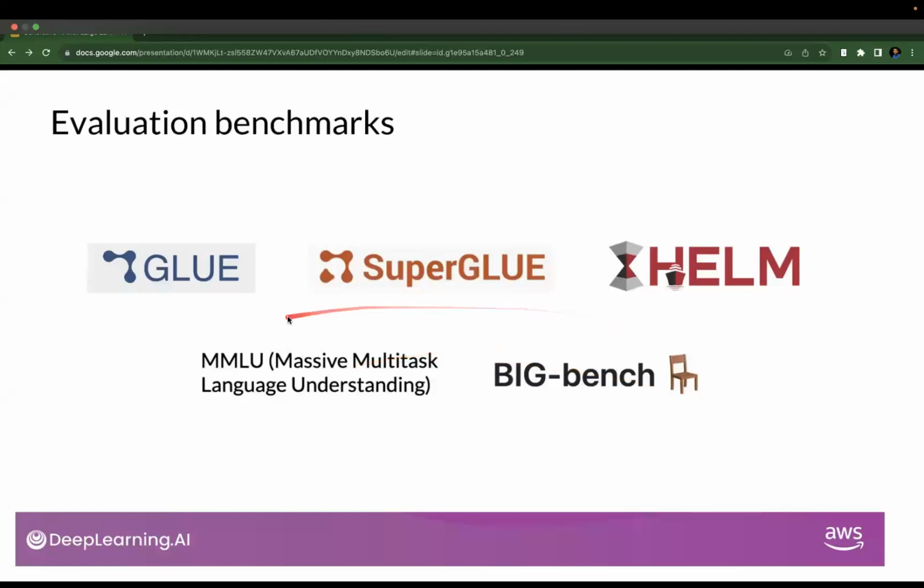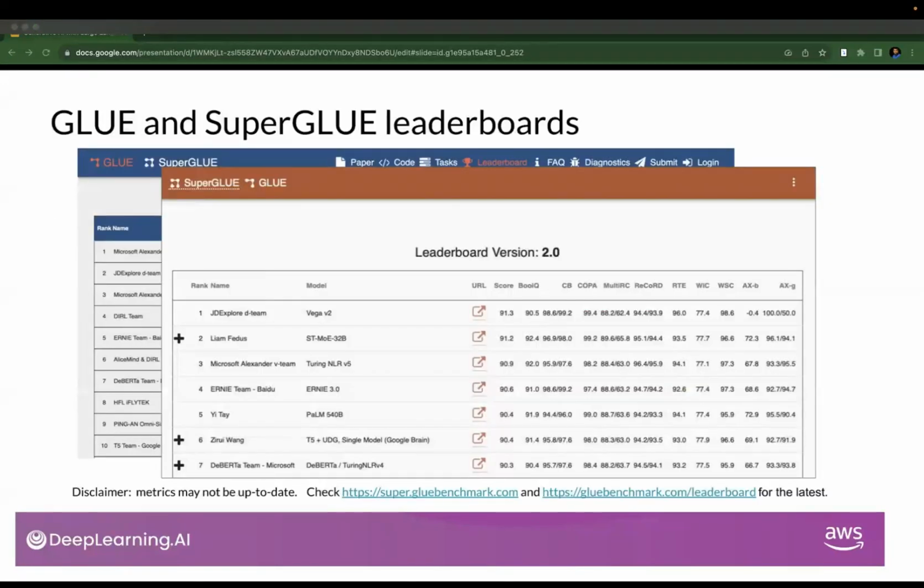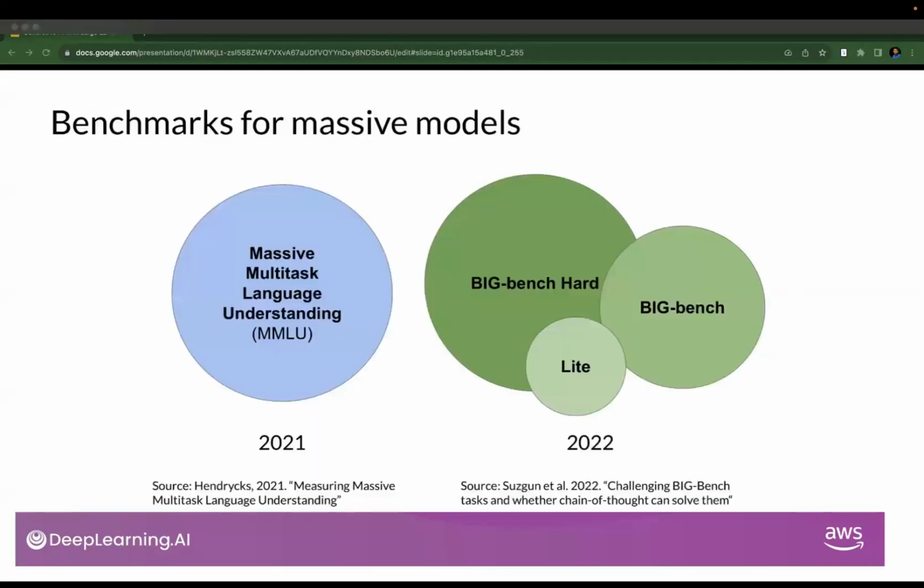GLUE stands for General Language Understanding Evaluation. SuperGLUE is an iteration on top of it. HELM is the Holistic Evaluation of Language Models. And then MMLU is the Massive Multitask Language Understanding. And they are pretty much in chronological order. GLUE came first, then SuperGLUE, followed by other benchmarks. In GLUE and SuperGLUE, they also have leaderboards of different models where they rank different models on their scores.